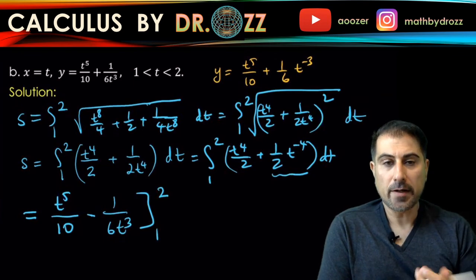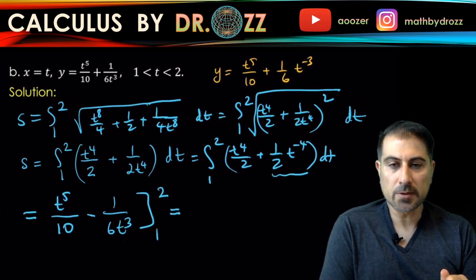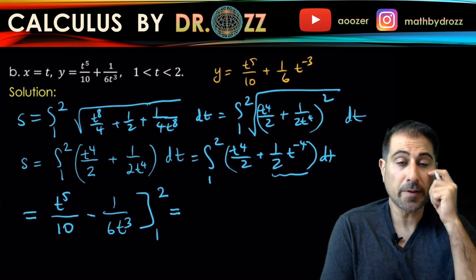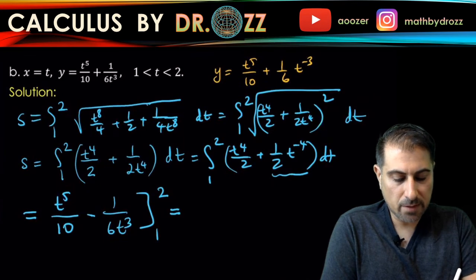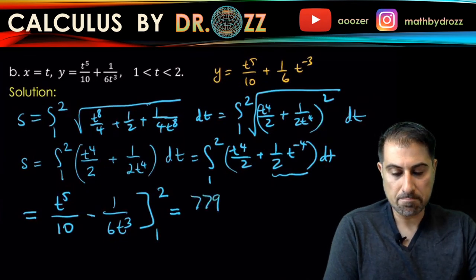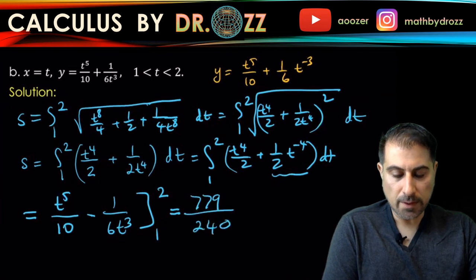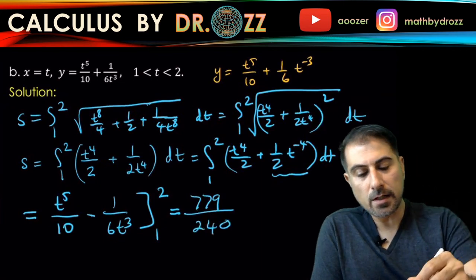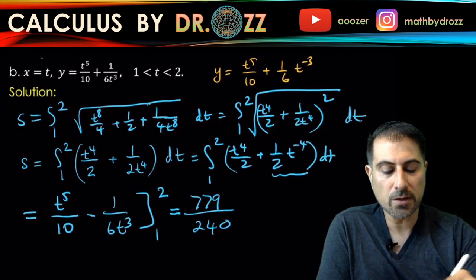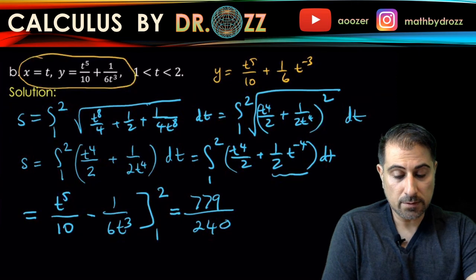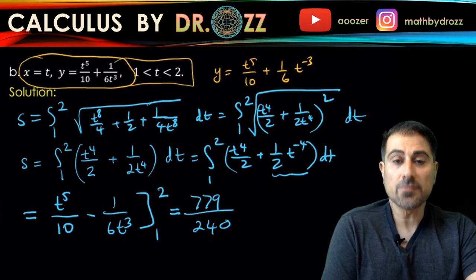At this moment, I'm just going to let you plug in the upper and lower limits and subtract from each other by using the fundamental theorem of calculus. And you should get down to 779 divided by 240. So the length of the arc of the curve parametrized like this over the interval 1 to 2 is 779 divided by 240.